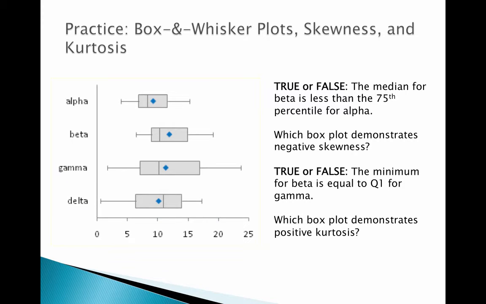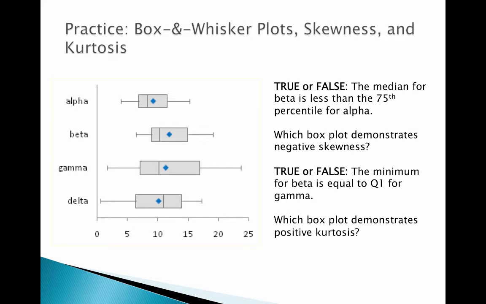Let's take a look at question 3. True or false? The minimum for beta, that's right here, is equal to Q1 for gamma. Where is Q1 for gamma? It's the first line that makes up your box. So are they equal? Not quite. You see they're off just a little bit. So this is false.